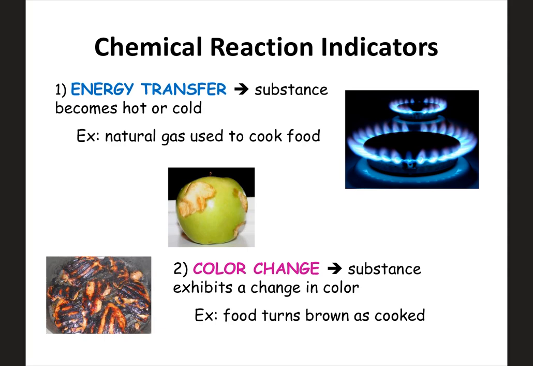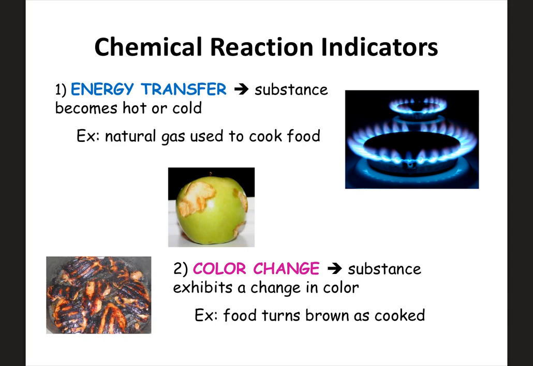I want to talk about the different chemical reaction indicators real quick. These are things that could clue you in that a chemical reaction has taken place. They don't always mean that a chemical reaction took place. You still need to get that new substance, but sometimes if you're on the fence here, they could clue you in that, oh, maybe a chemical reaction took place. So anytime you have an energy transfer, that could indicate that a chemical reaction took place. Something becomes hot or cold. So you use natural gas here, it burns, it's giving off heat to cook your food. That's a good example there of a chemical reaction.